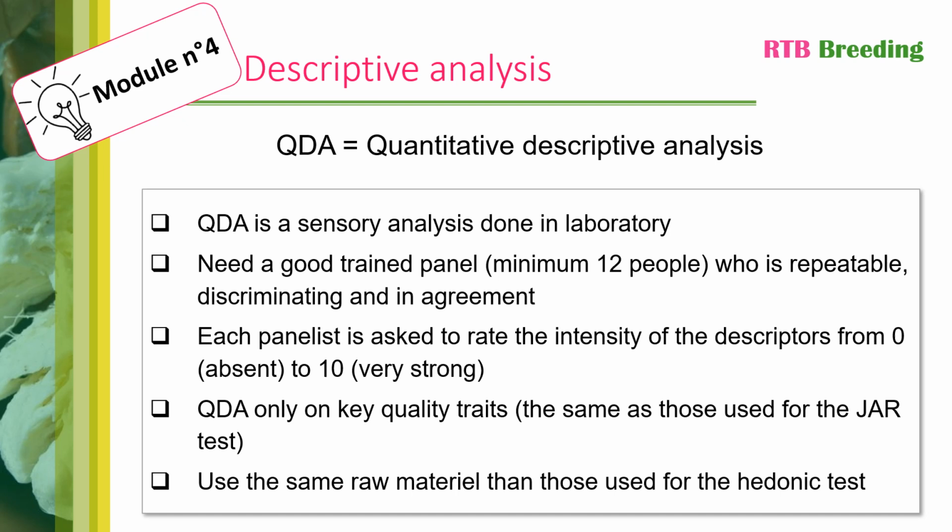To perform these tests, it's essential to have a good trained panel with a minimum of 12 trained judges. If the panel is not trained and therefore not repeatable, discriminating, and in agreement between the different judges, the results of this analysis are not usable. In these tests, each panelist is asked to rate the intensity of the descriptors from 0, which corresponds to absent, to 10, very strong. These tests will be carried out on the same sensory attributes as those used in the JAR test in the consumer test.